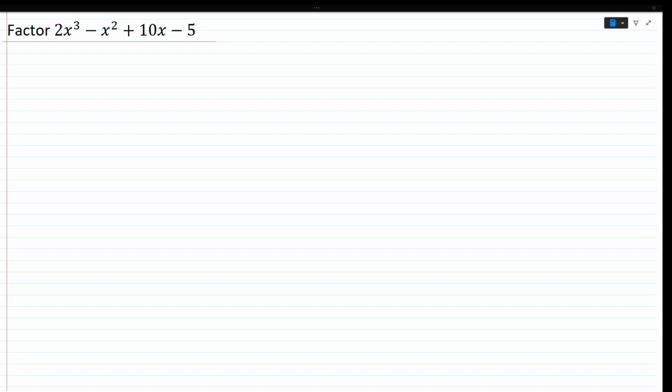In this example, we're going to factor the polynomial 2x cubed minus x squared plus 10x minus 5. Now the first thing to do is see, is there a greatest common factor? And in this case, no, there is no greatest common factor for all of the terms. So the next thing to do is to look at the number of terms.